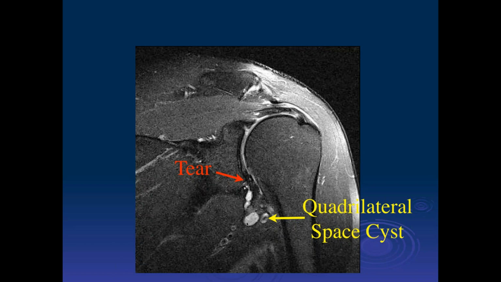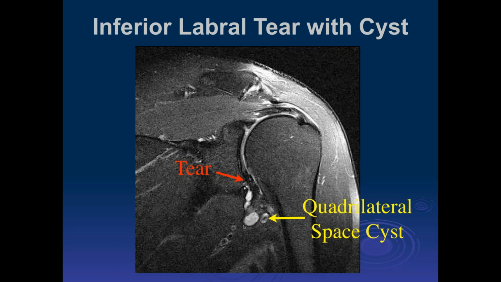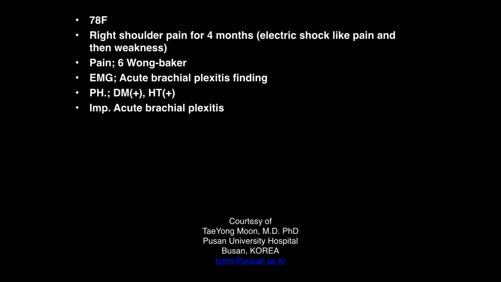And then we can see it going down the quadrilateral space in this particular case. Just remember, sometimes these can become large enough that they can actually exert pressure on the nerve, and you can get denervation syndromes due to these quadrilateral space cysts. Okay.